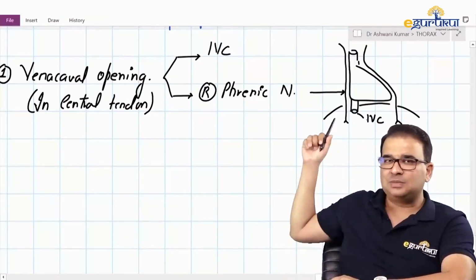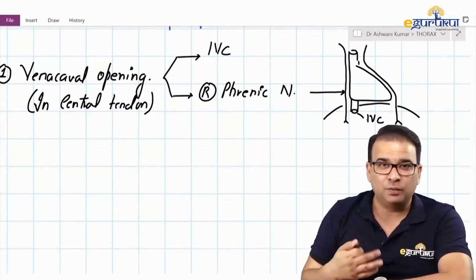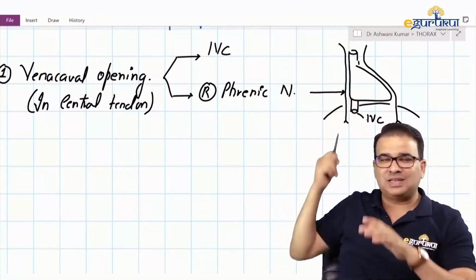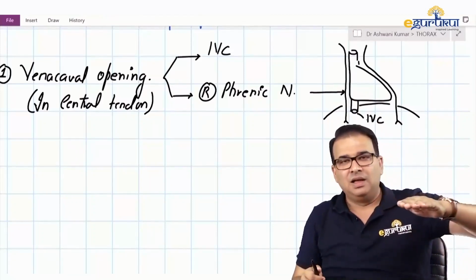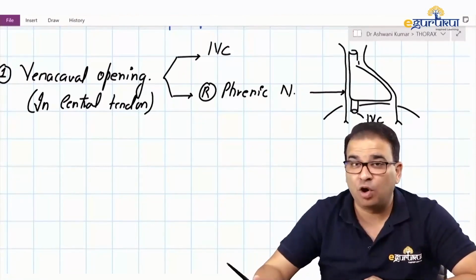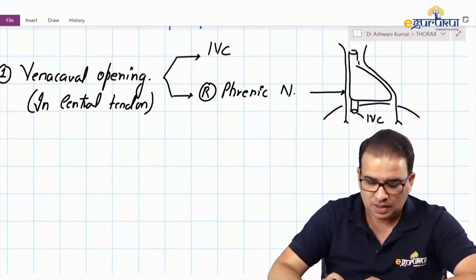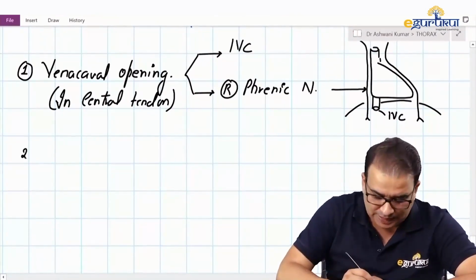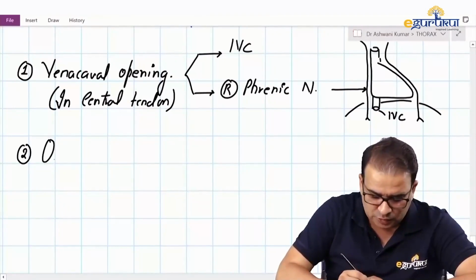And this also tells me why the left phrenic nerve is longer. We all know that the left phrenic nerve is longer than the right. The reason is right in front of you, because it has to first go obliquely along the left border of the heart and then descend downward. And that makes the left phrenic nerve longer also. So there is the first major opening, the vena cava opening. The second major opening, guys, was the esophageal opening.